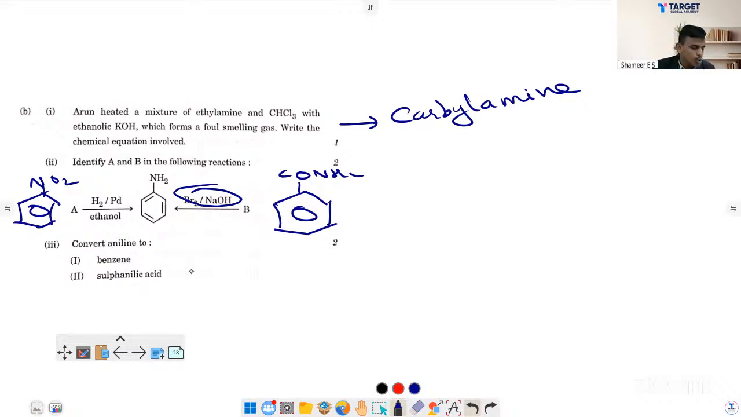Aniline to benzene, how to do it? Take aniline, convert to diazonium chloride using NaNO2 and HCl. Then convert to benzene by reacting with hypophosphorous acid. For sulfanilic acid, just add H2SO4 and after that heat it. Then you will get the anilinium hydrogen sulfate. Next. So these are the questions from set 1.